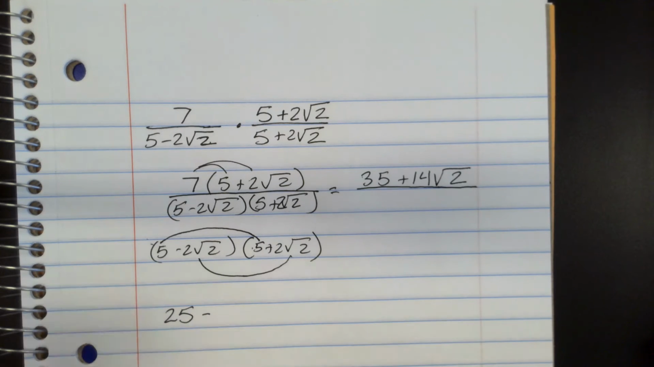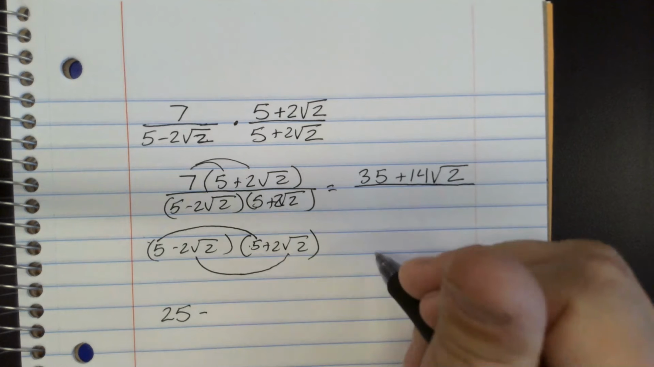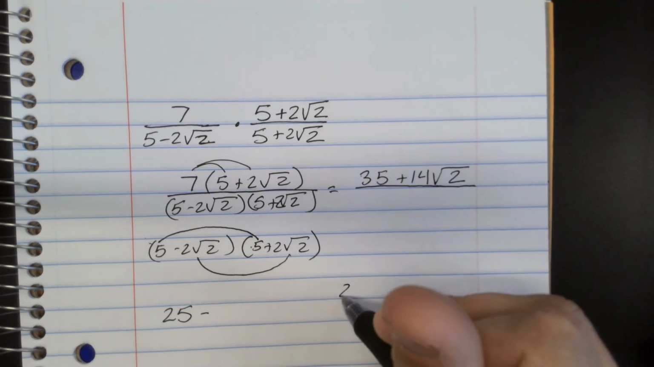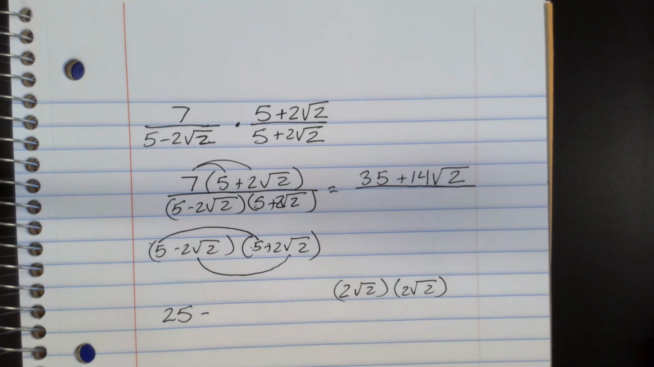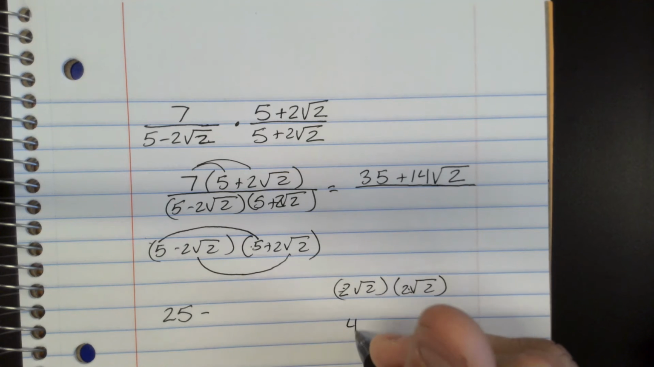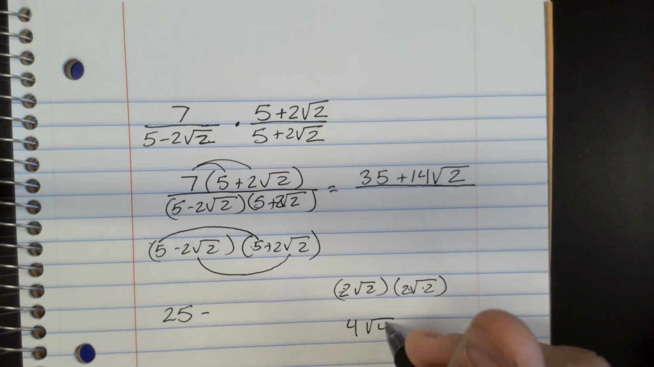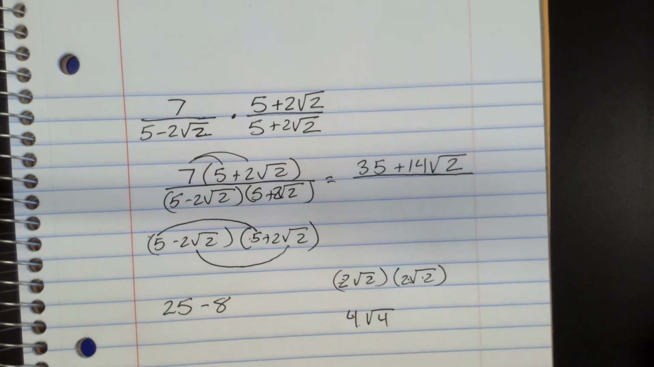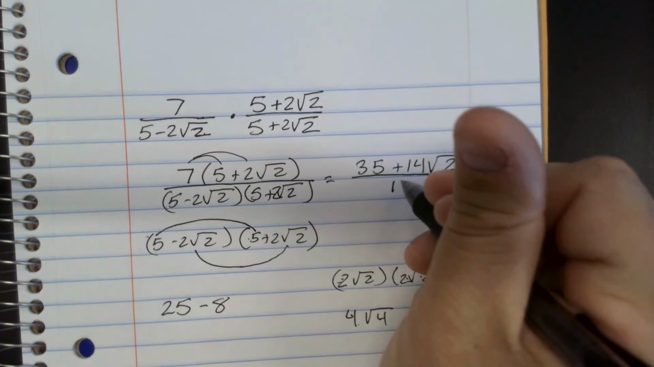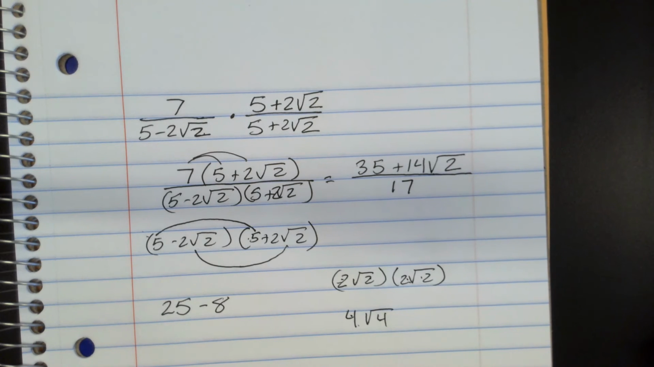Does anybody want to take a guess what 2 square root of 2 times 2 square root of 2 is? 2 times 2 is 4. Square root of 2 times square root of 2 is square root of 4. 4 times 2 is... So the bottom is going to be 17. So this would be your answer.